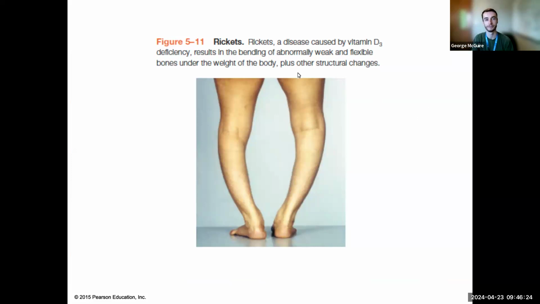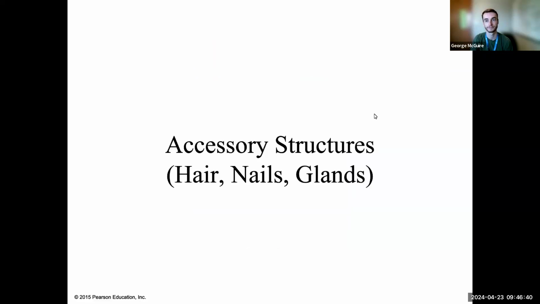So if you have a vitamin D deficiency, such as with the disorder rickets, you end up with these weak, wobbly bones that end up bending under the weight of your body because they no longer have the structural support they need to maintain their original shape.